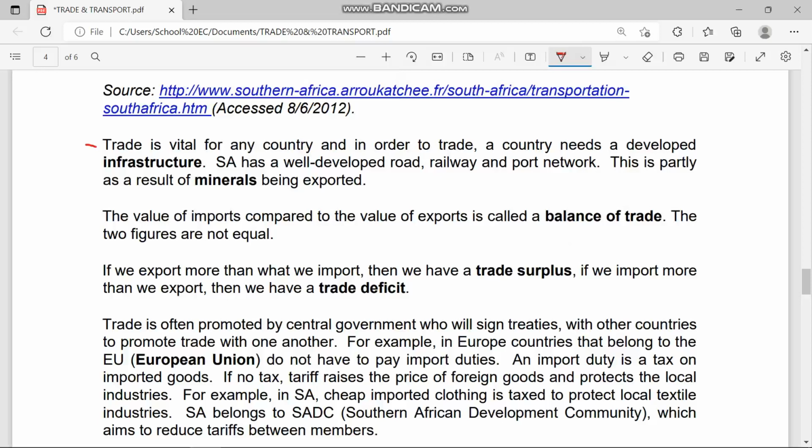As you saw, South Africa has many road networks and national roads that are used to trade, and railways and so on. That's why we are able to trade here in South Africa, because we have infrastructure, we have roads. South Africa has well-developed road, railway, and port networks, as I just said. This is partly as a result of minerals being exported.